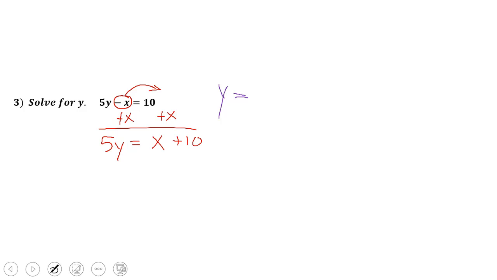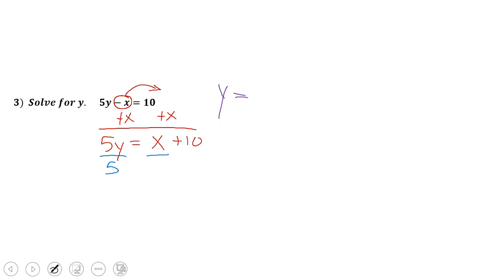Well, I'm not done because this says 5y. That doesn't say y yet. I still have to isolate that variable using inverse operations. It's multiplied by 5, so now I have to divide by 5. When I divide by 5, I have to divide both sides by 5, and both sides means every single term on both sides.